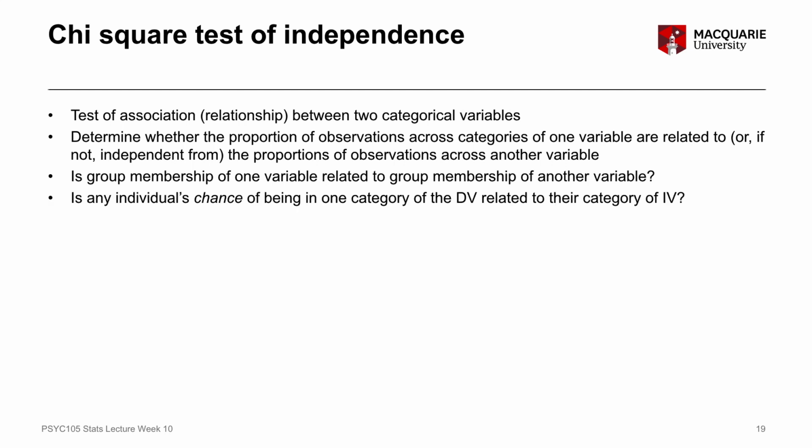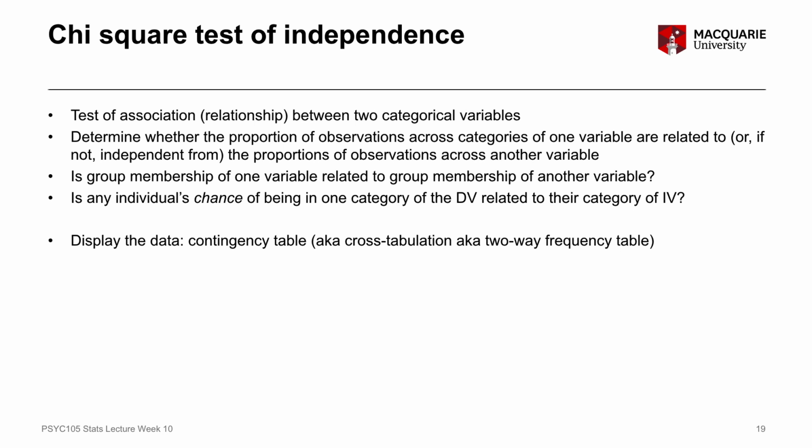And another way of expressing that is to think about the chance or the likelihood of something occurring in the dependent variable. So, whether any individual's chance of being in one category of the DV is related to their category membership of the independent variable. That might all sound a little bit too wordy at the moment, or like it doesn't make a lot of sense. And that's just because when we think about categorical data, as I said before, it is a different way of thinking about numeric data, but hopefully when we get into a couple of different examples, this will make more sense.